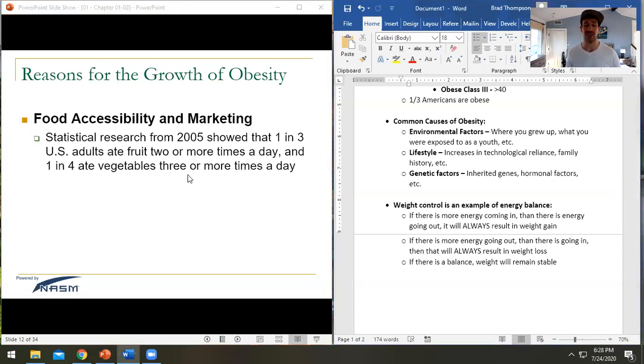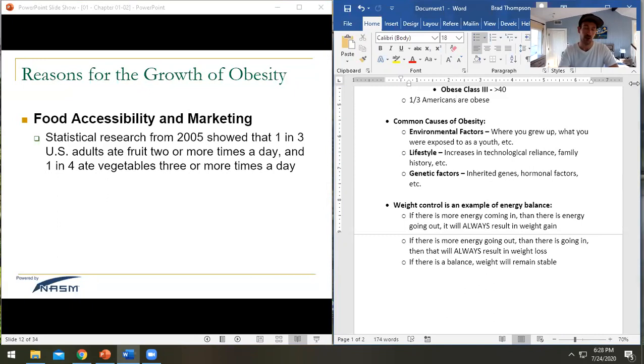We also know that food accessibility and marketing has been a big one. We are constantly exposed to the idea that you're a manly man if you eat this giant meaty burger, or you're trendy and popular if you go get this super sugary coffee drink. We have more exposure to unhealthy foods, which are great from an economic standpoint.